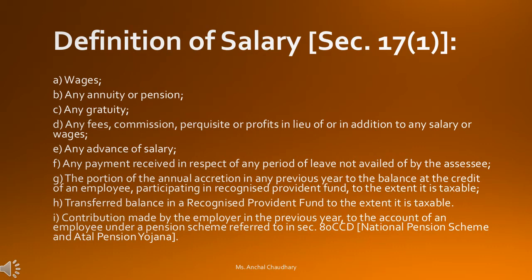So here, students, salary includes your wages, any annuity or you can say pension, gratuity, any fees, commission, perquisite or profits in lieu of or in addition to any salary or wages, advance of salary, payment received, or you can say portion of the annual accretion in any previous year, transferred balance in recognized PF to the extent it is taxable, contribution made by the employer in the previous year to the account of an employee under the pension scheme. So these all are covered under your salaries.